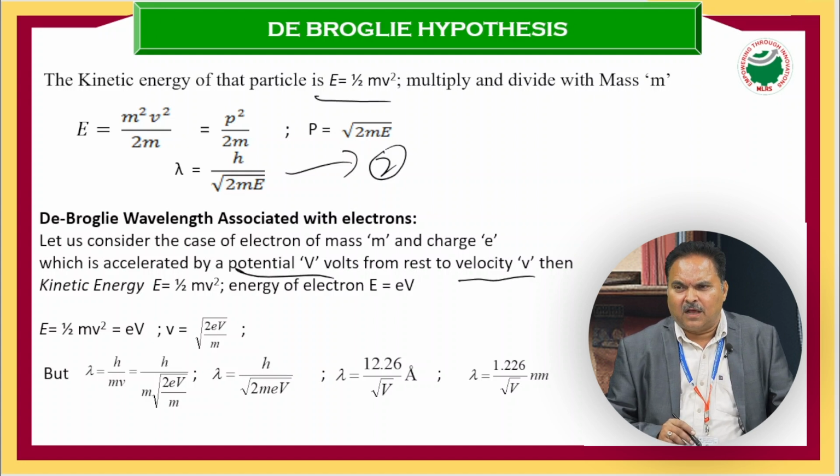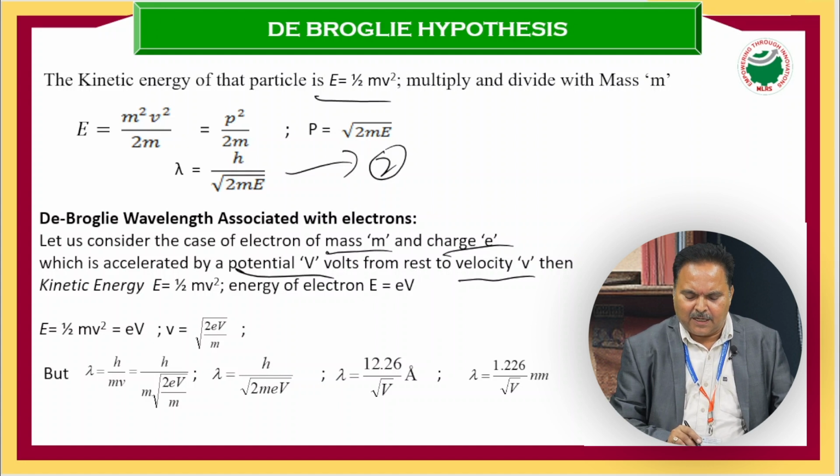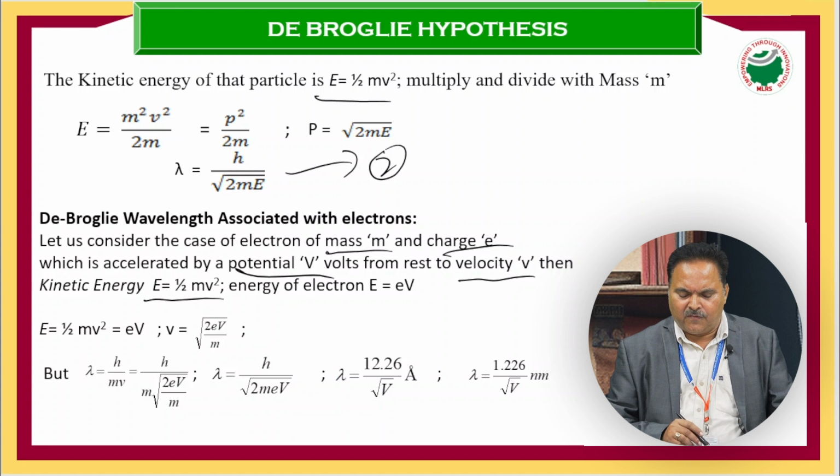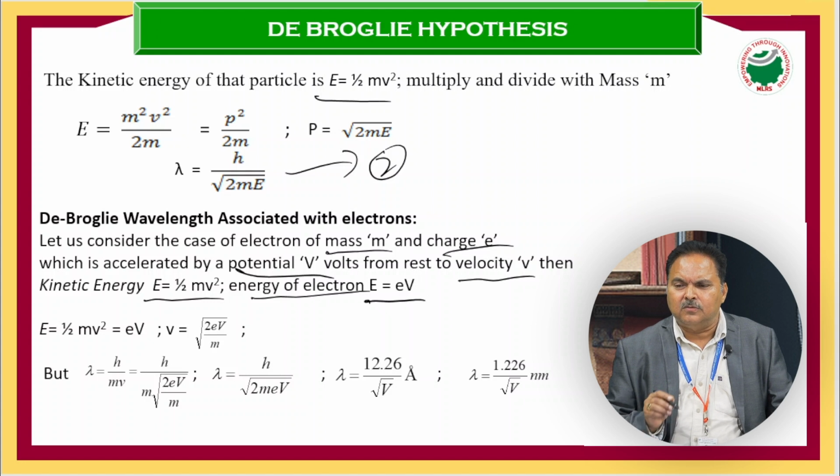Then only it gains a velocity v, and the charge, we all know, is the electron charge e, and the mass of the electron is m. Once again the kinetic energy comes into the picture, that is half mv square. How can you calculate the energy of the electron? It depends on how much potential you are giving. That means energy is equal to charge into potential difference. If the potential difference is more, you will get more energy. So E is equal to small e, the charge, into potential difference.